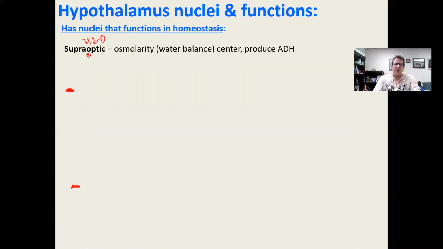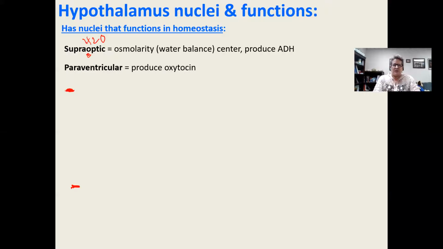The first nucleus is the supraoptic one, and that is your body's water balance center. This nucleus is going to produce ADH, which stands for antidiuretic hormone. This hormone is going to cause your body to retain water in the kidneys. So it's your way of holding on to body water instead of losing it as urine. We'll cover that in another chapter.